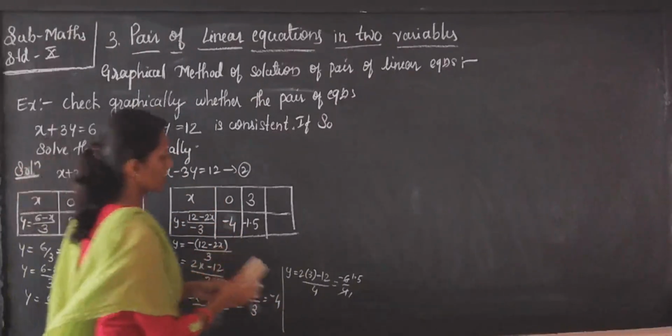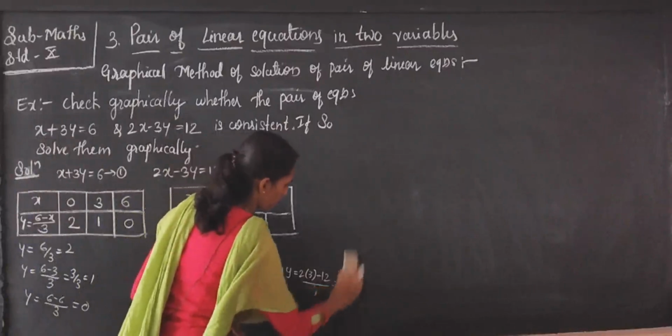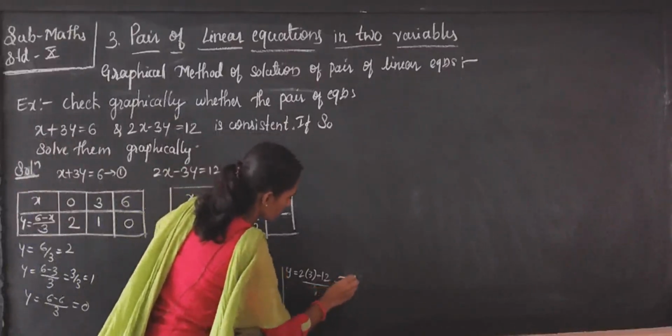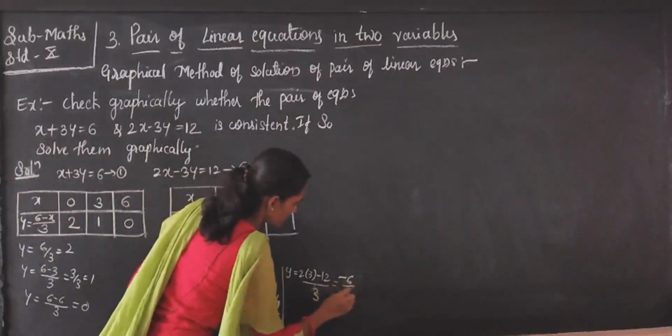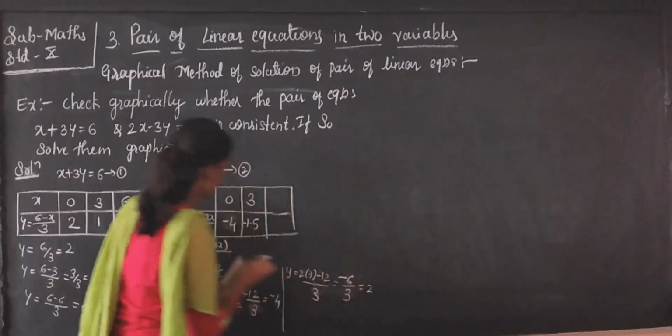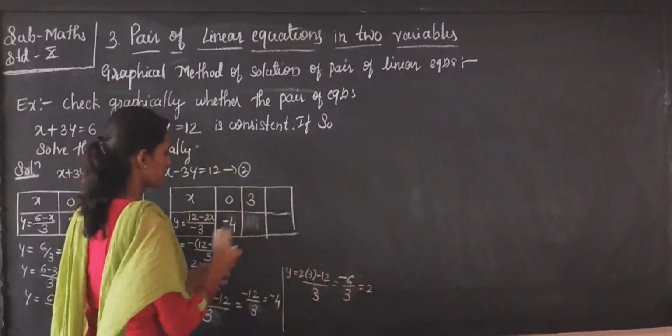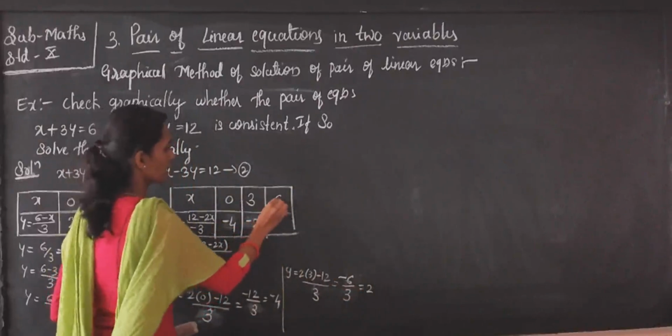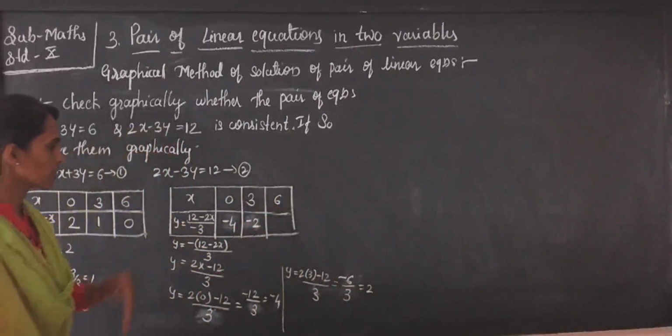Sorry, forgot that. Here also 3. So minus 6 by 3 means you will get a 2 here. So here minus 2. So next you have to take 6 again here. So stepwise only you have to take.